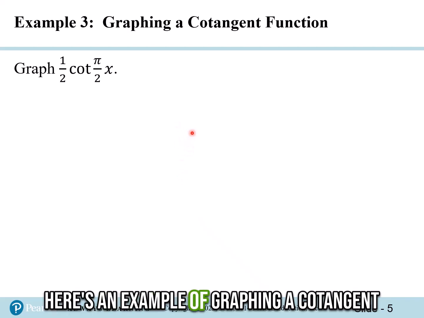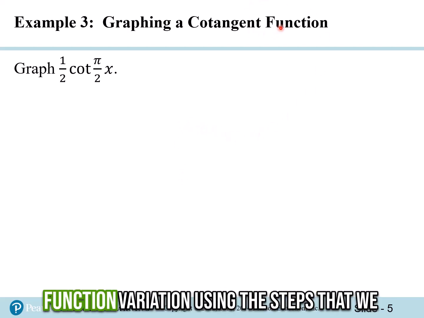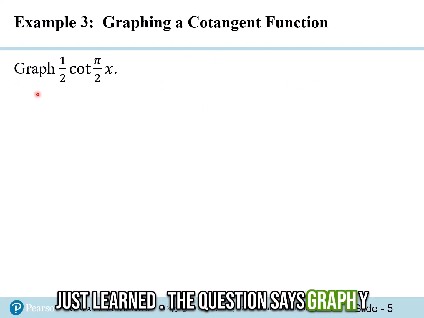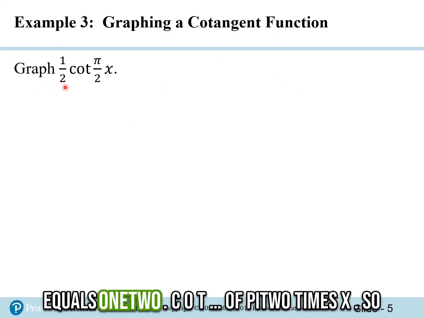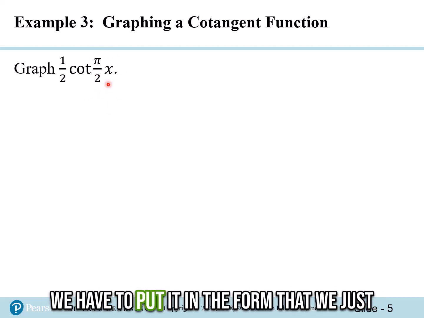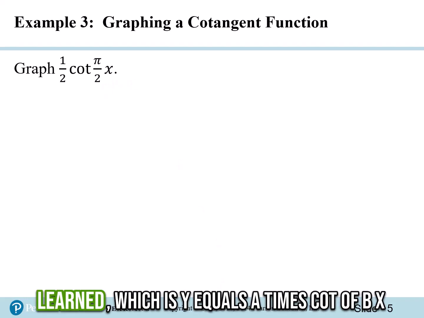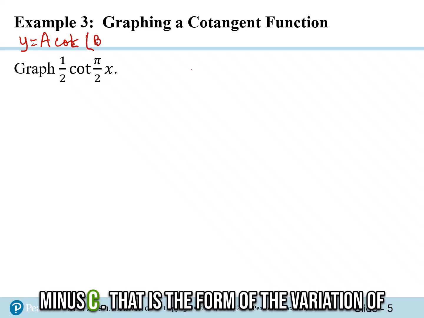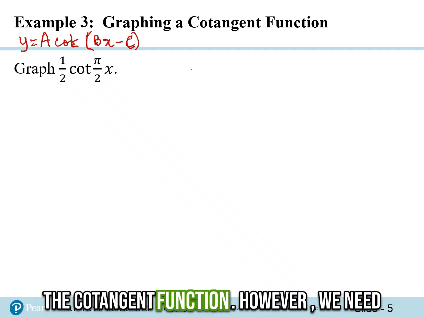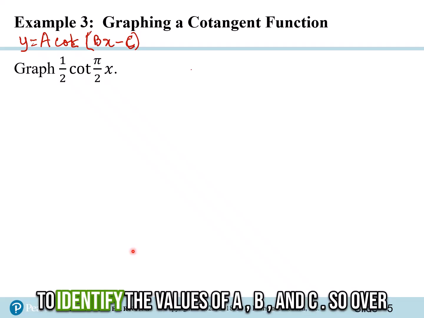Here's an example of graphing a cotangent function variation using the steps that we just learned. The question says graph y equals 1/2 cot of pi over 2 times x. So we have to put it in the form that we just learned, which is y equals a times cot of bx minus c. That is the form of the variation of the cotangent function. However, we need to identify the values of a, b, and c.